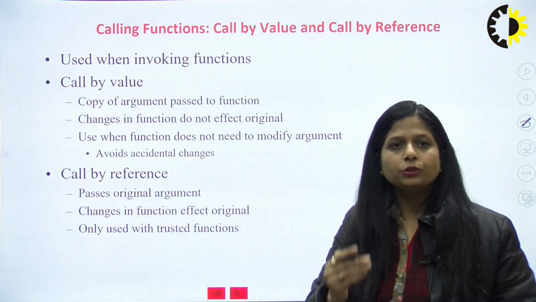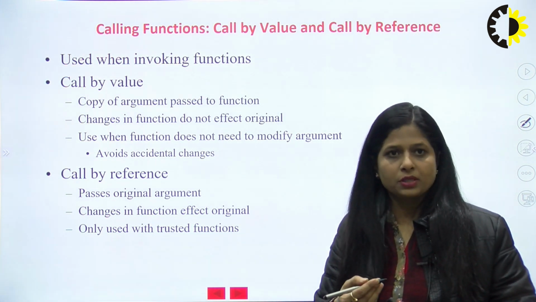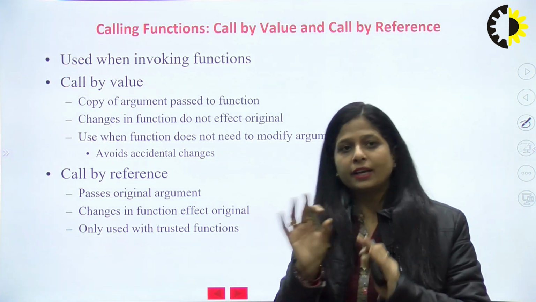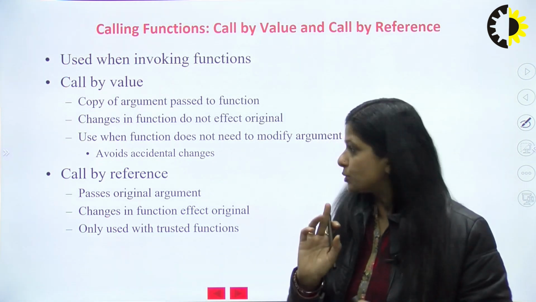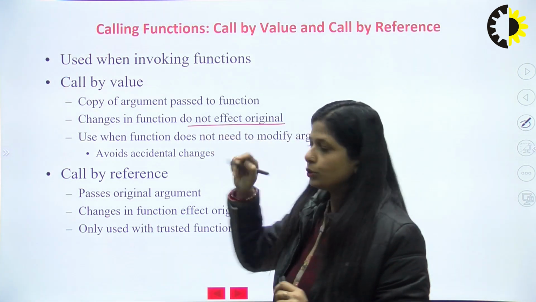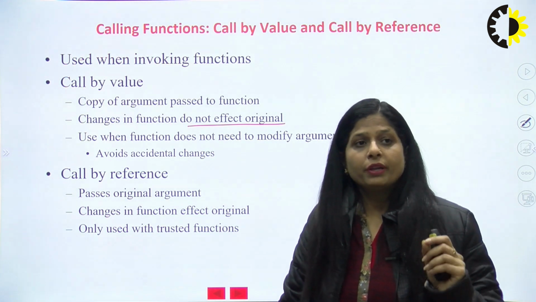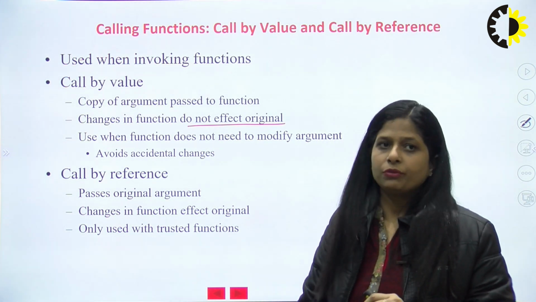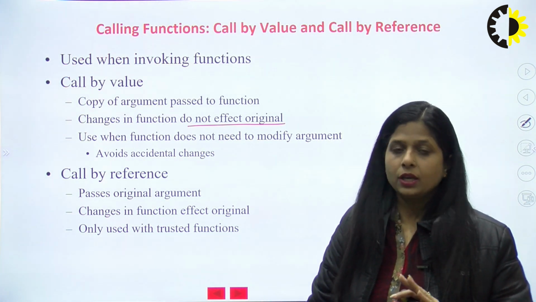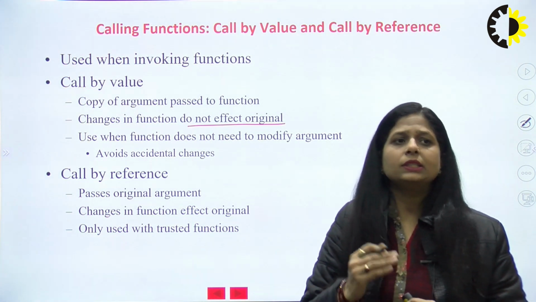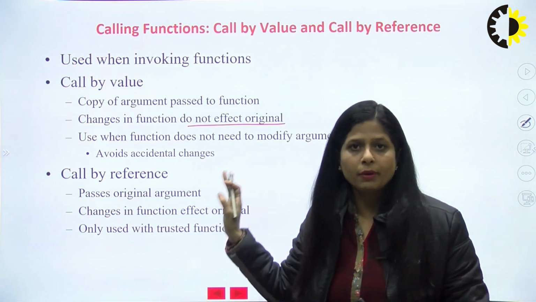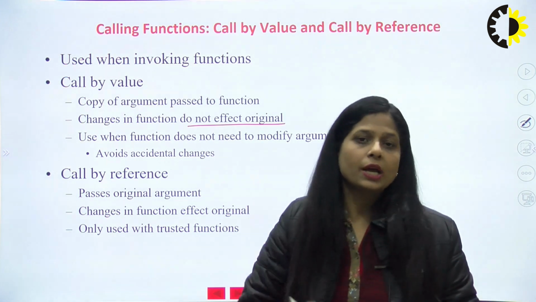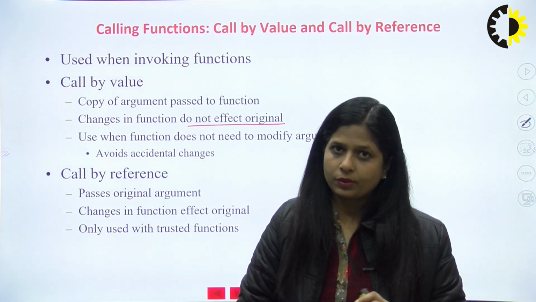Fine. So these are some of the points: a copy of the arguments is passed to the function, and changes in the function do not affect the original. Why is it so? Because a copy of the argument is getting passed. We are not working on the actual value. So that's why it does not affect the original. Use it when the function does not need to modify the argument, right? There may be some accidental changes, so call by value avoids those accidental changes, right?